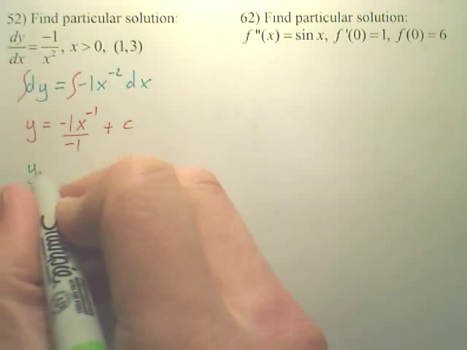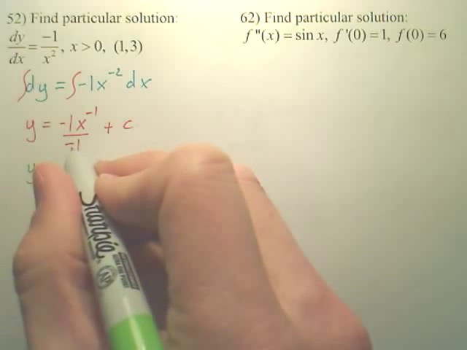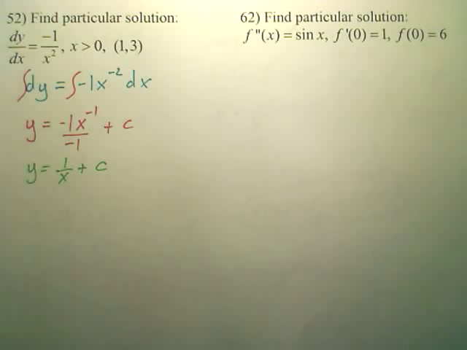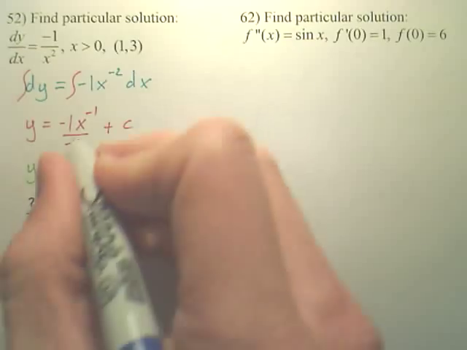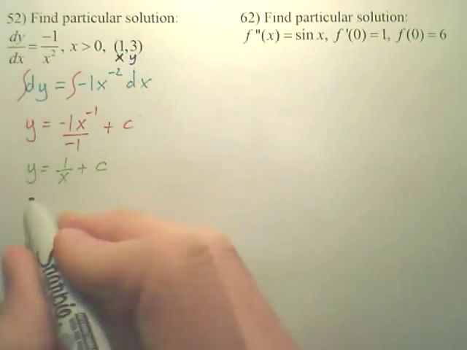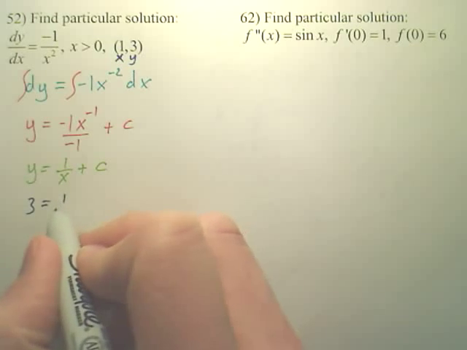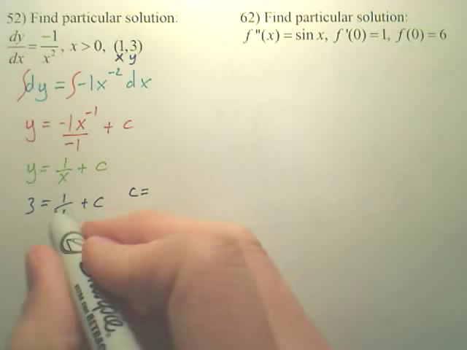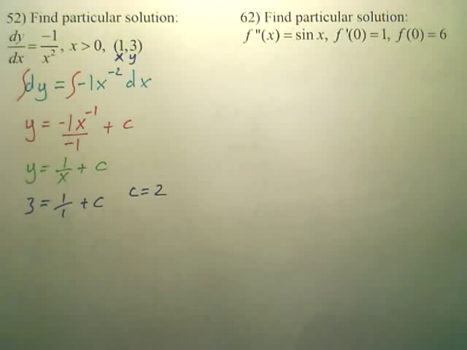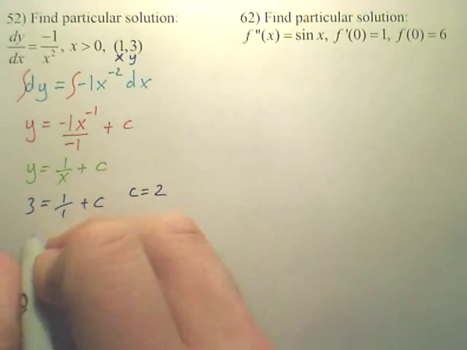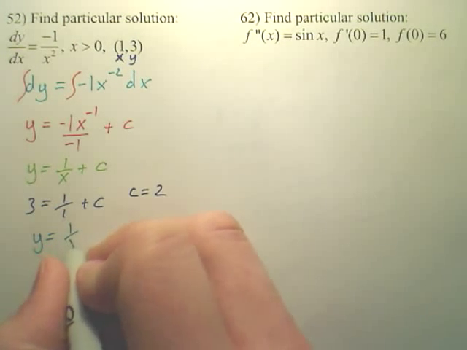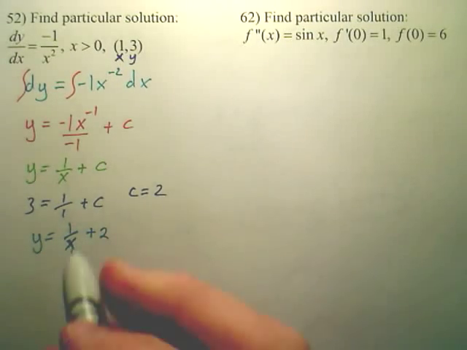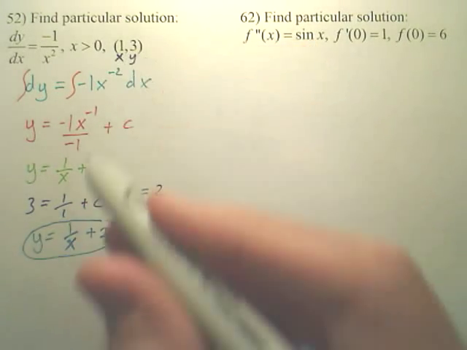So we now have y equals, the negatives cancel, leaving you 1 over x plus c. That's your general solution. When I plug in (1, 3), this is x, this is y. So y is 3, x is 1. That means that c looks like it's going to be 3 minus 1, which is 2. Since c is 2, my answer is y equals 1 over x plus 2. That would be my particular solution that goes through this coordinate.